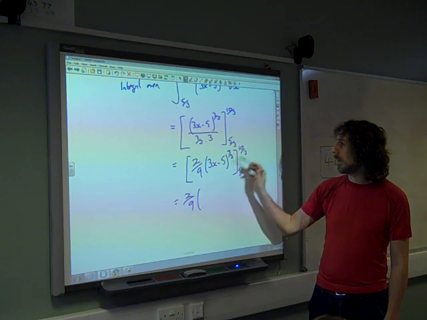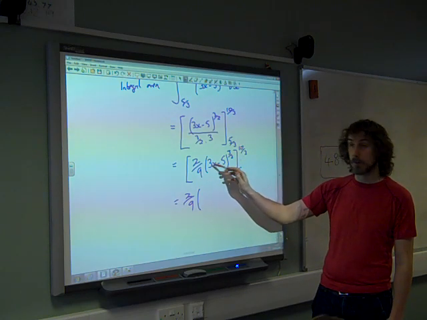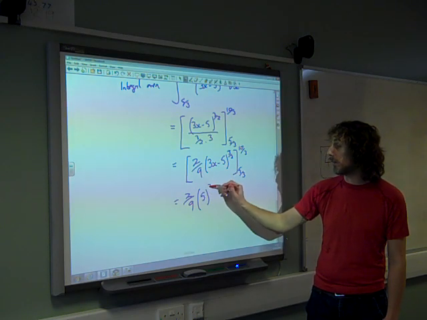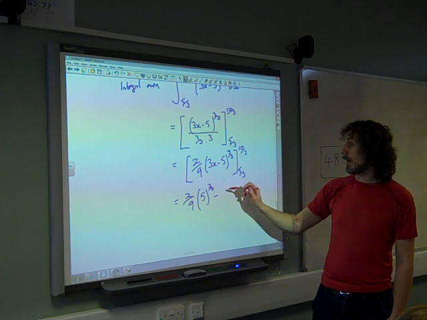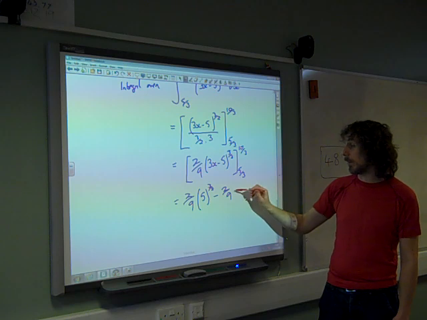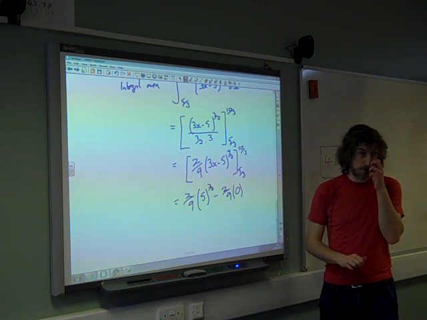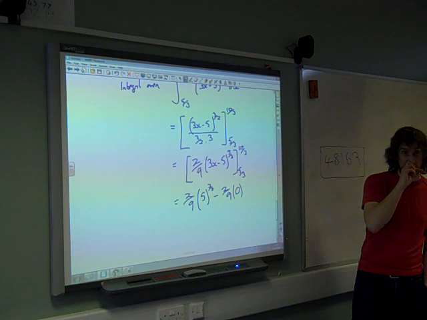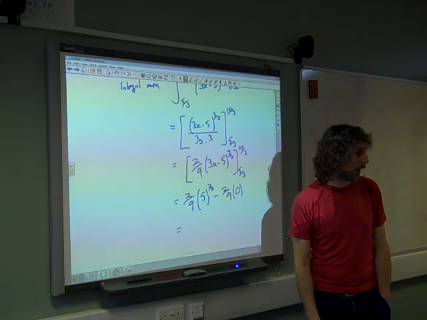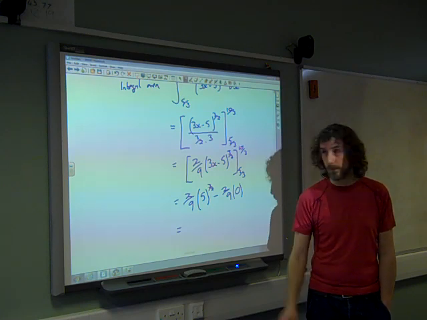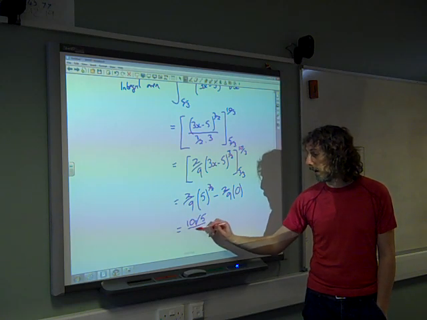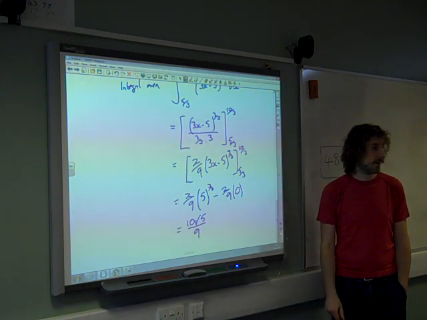3 times 10 over 3 is 10. Take away 5, so that's 5 to the 3 over 2, minus 2/9 of 5 minus 5, which is just 0. Now 5 to the 3 over 2 is root 5 cubed, which is 5 root 5. So that is 10 root 5 over 9, I think we should have ended up with.